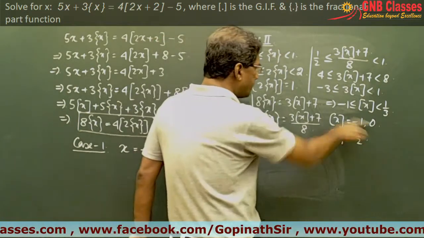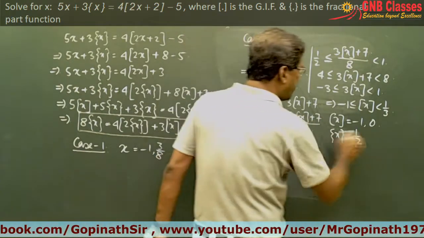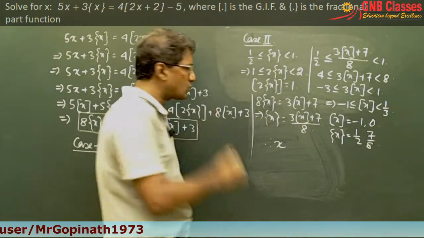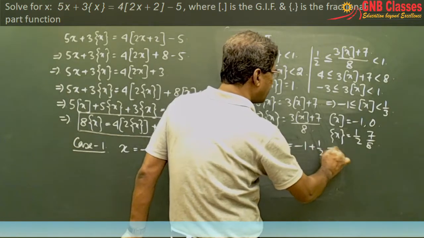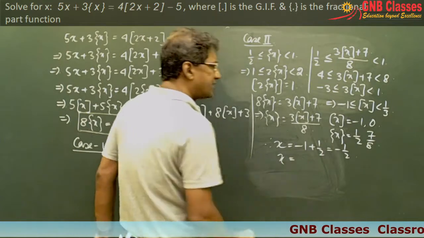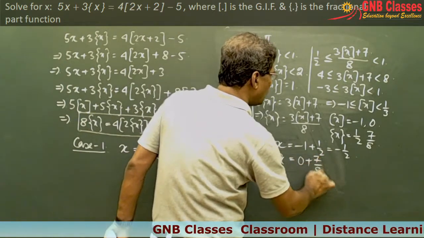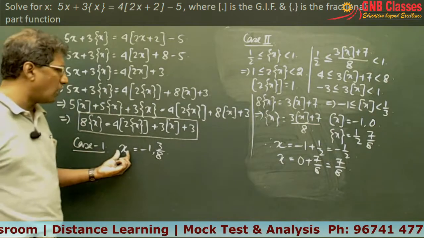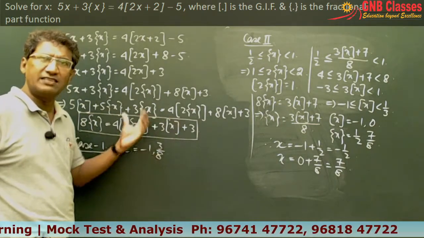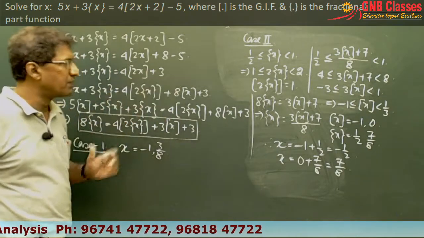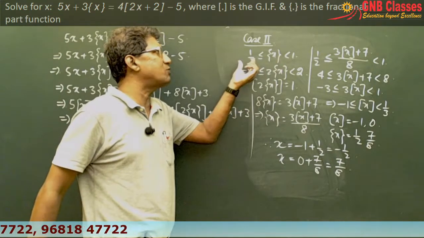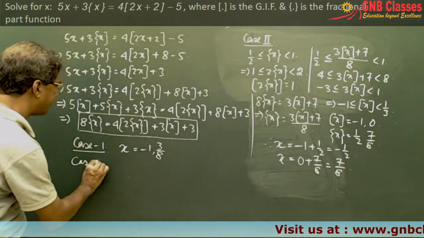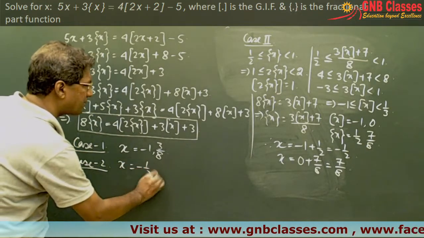Is it clear? And if I put ⌊x⌋ equals 0 in this equation, we get the fractional part of x as 7/8. Therefore, the values of x from case 2 are -1 plus half, that is -half, or 0 plus 7/8, which is nothing but 7/8. Am I correct? So from case 2, we are getting x as -half and 7/8.